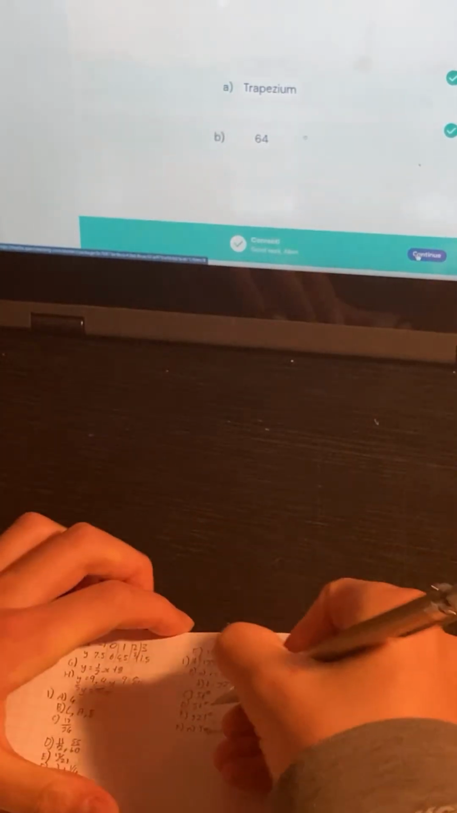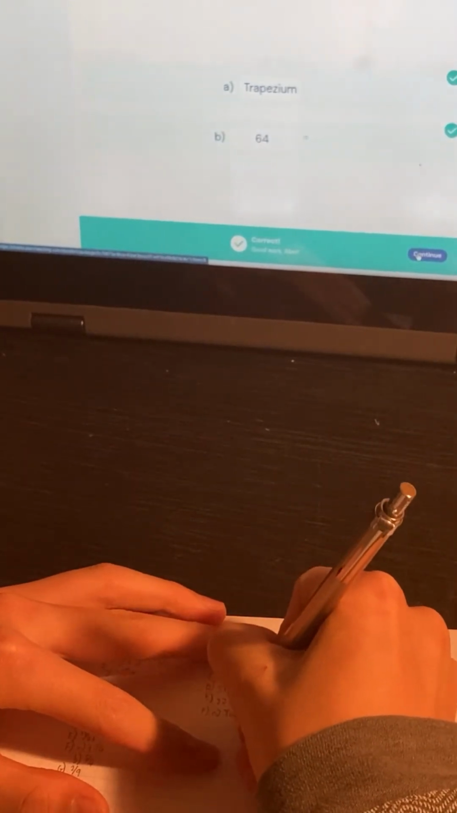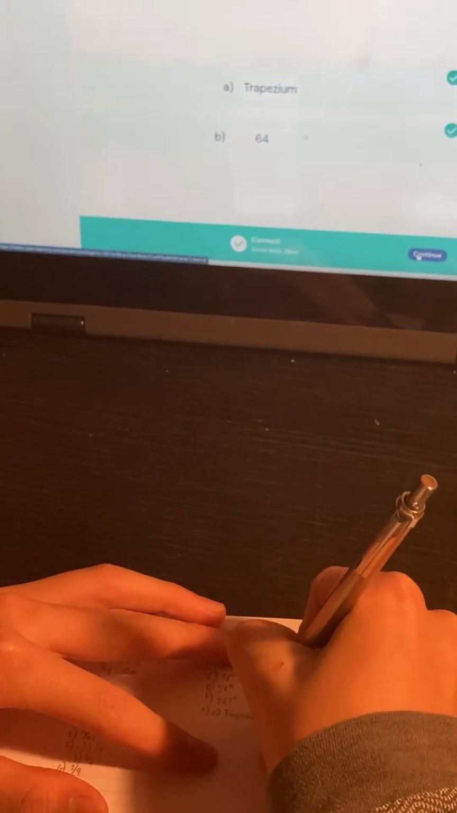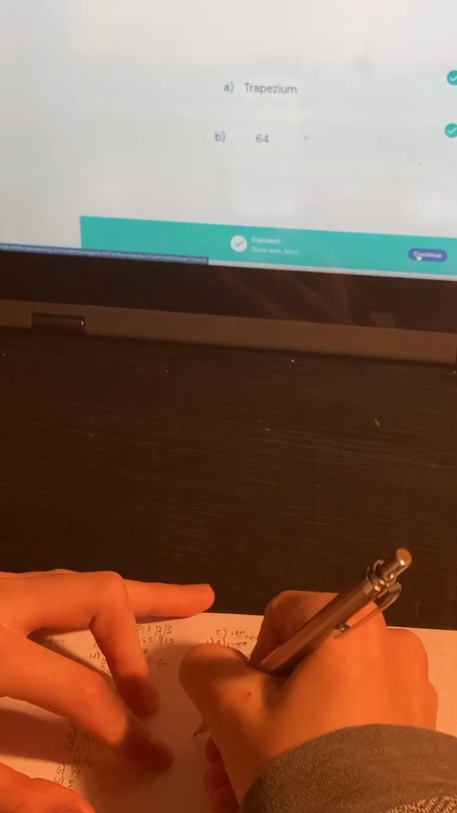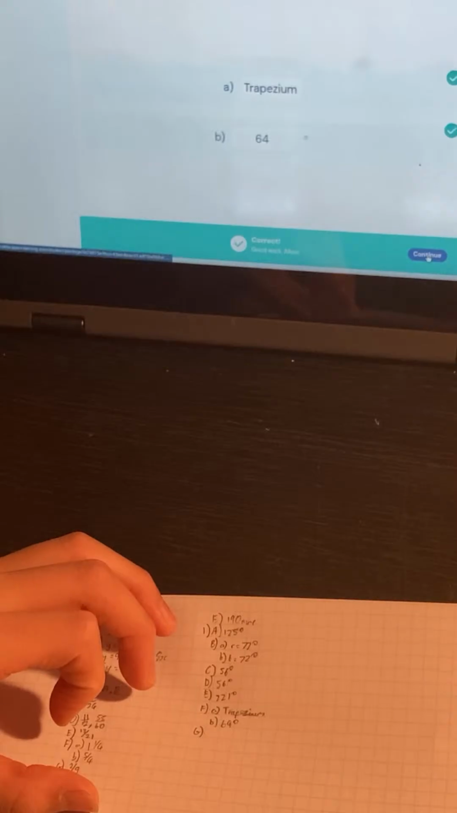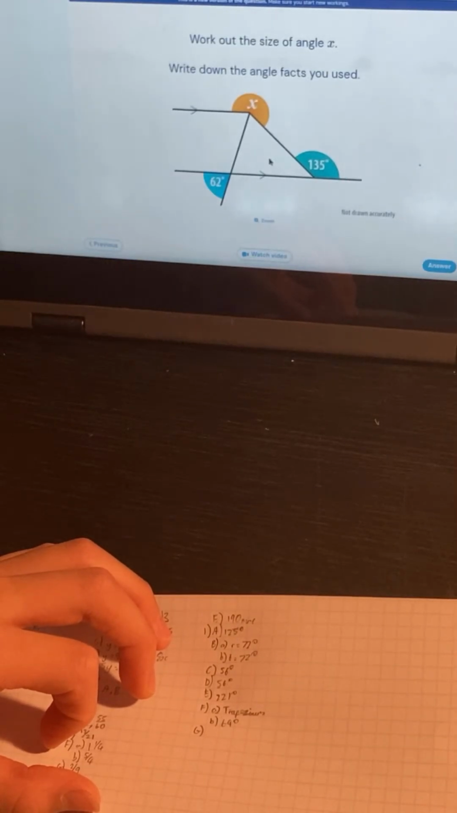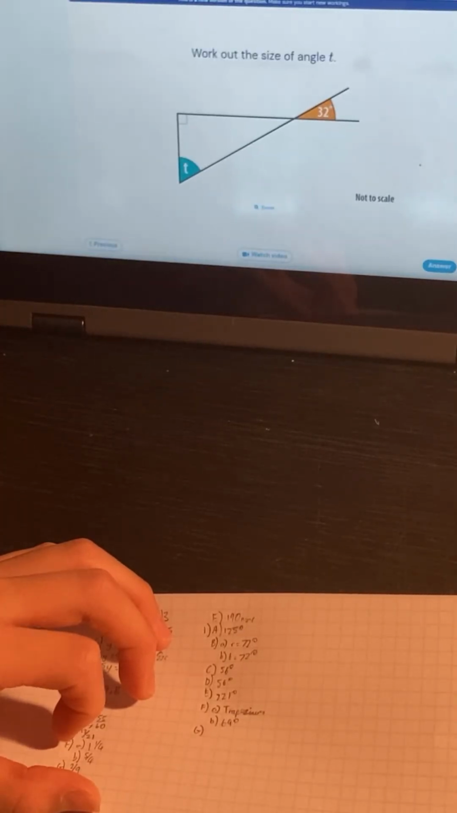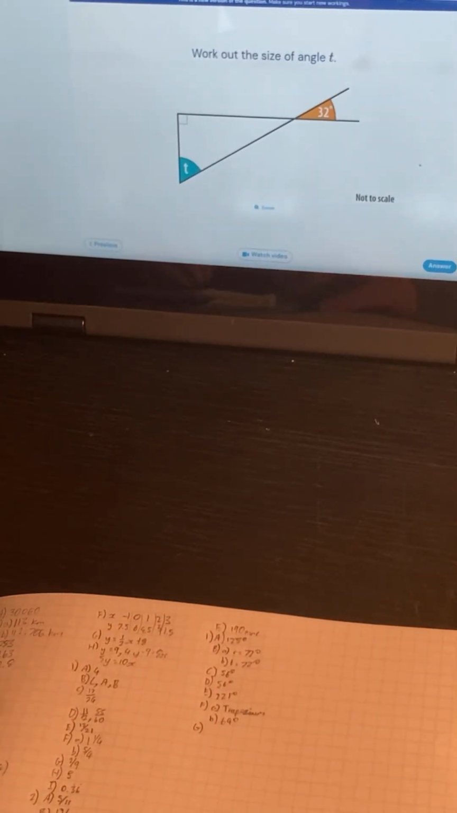I can write. B is 64 degrees. EFG. Oh wait, what? I skipped out F. So I skipped out E. 90 subtract 32. 58.